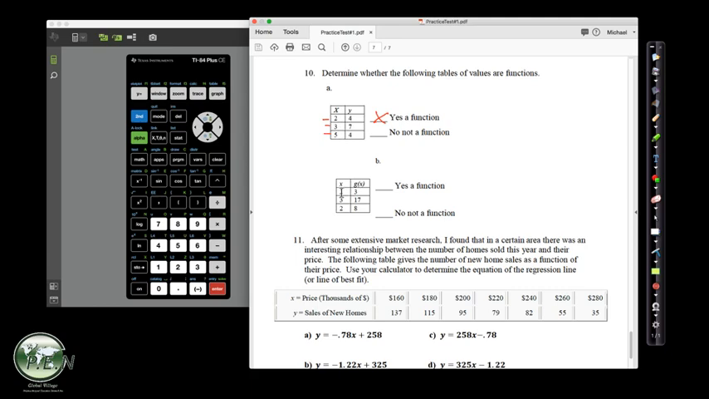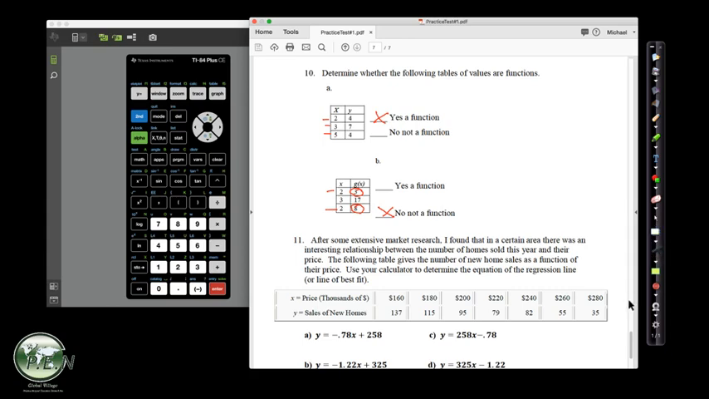For B, I've got repeated inputs here, 2 and 2. Now, if they have different outputs, which they do, 3 and 8, this is not allowed. This input has 2 different outputs, so this is not a function. Now, if the second one, the 2 was a 3, if it was 2, 3, 3, 17, and then 2, 3 again, it would be a function. So it is okay to have repeated inputs as long as they have the same output as they had the first time. I highlight that part because you might face it on the test.